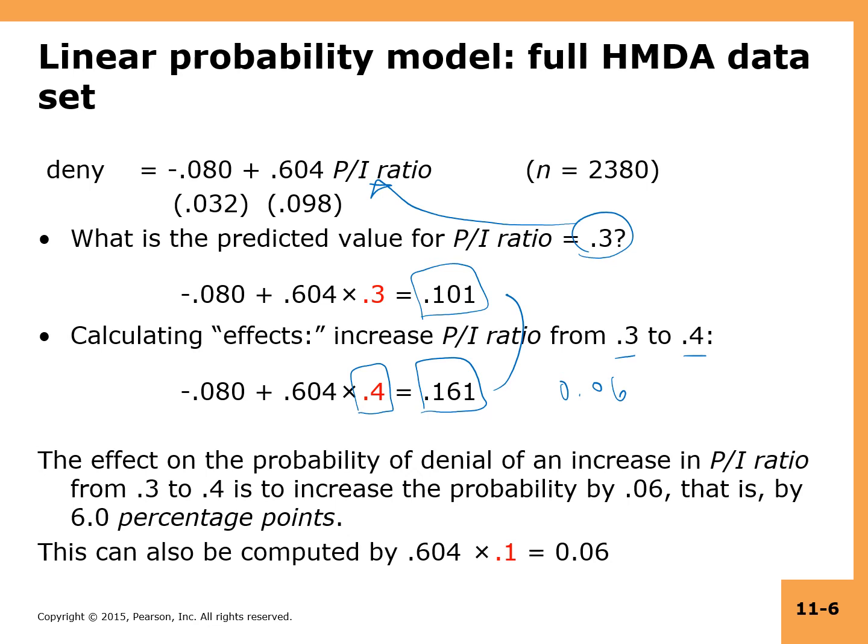Because this is a linear model, we can simply calculate the change from 0.3 to 0.4 by multiplying the coefficient of the PI ratio by the change in the PI ratio to get the same number. And this is only possible because our model is linear.